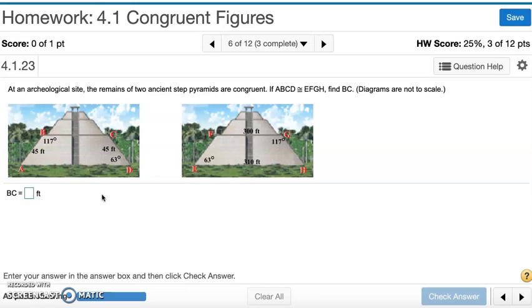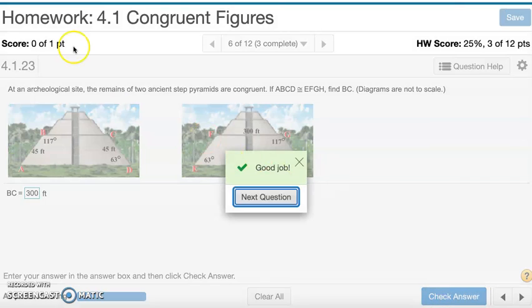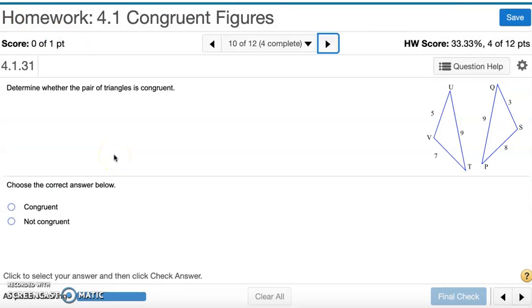Number 6. At an archaeological site, the remains of 2 ancient step pyramids are congruent. So if ABCD is congruent to E, F, G, and H, find BC. So FG and BC will be congruent to each other. So FG has a length of 300 feet. So BC will also have a length of 300 feet. And that's number 6.